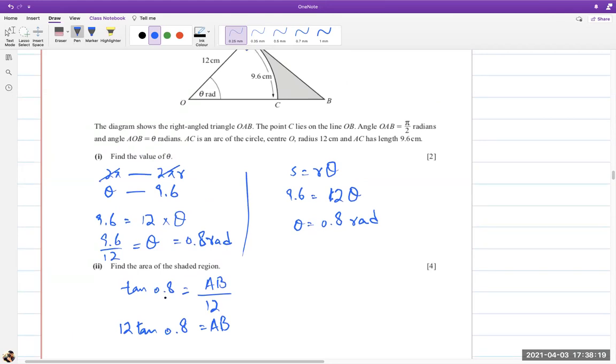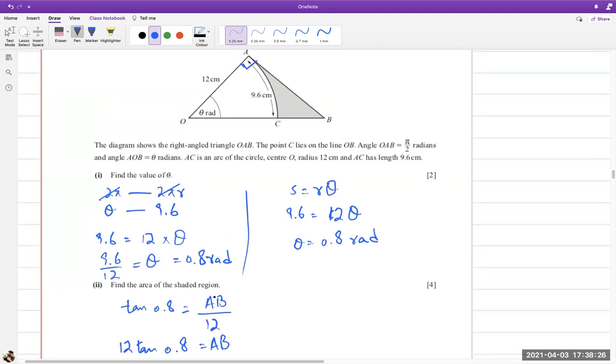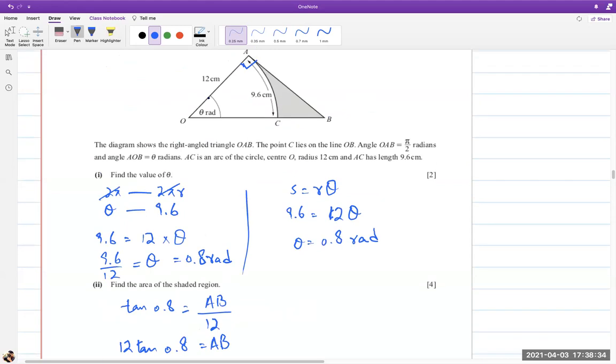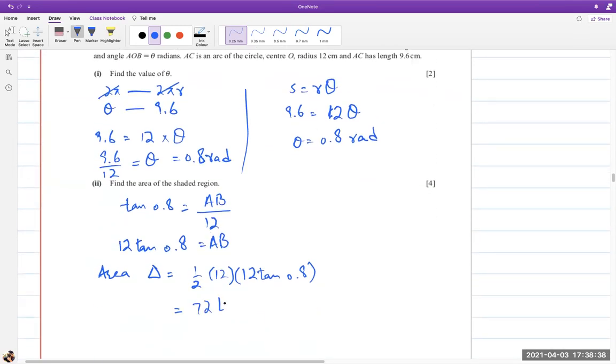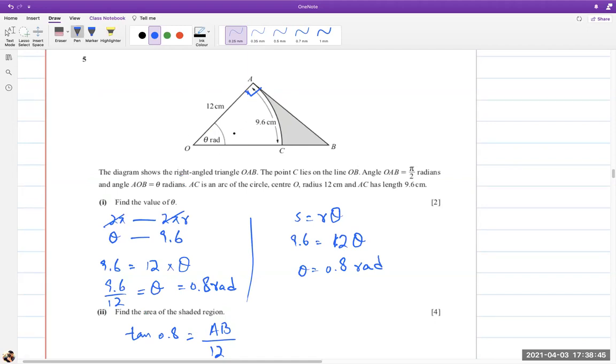And then I have to find the area of the triangle. So area of the triangle is going to be half times 12 times 12 tan 0.8. So two sides here, one is OA and one is AB. I've used them both. So that will give me 72 tan 0.8. So if you can find that, that will be good. Then we have this sector. I just have to subtract the area of the triangle and the sector, just find the difference between them. Sorry, it's not a semicircle, it's a sector.